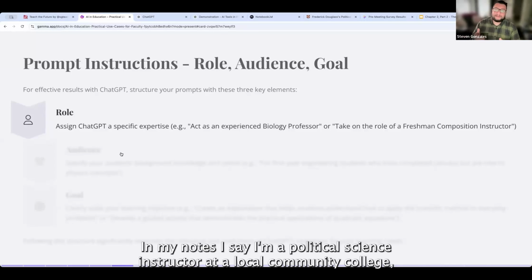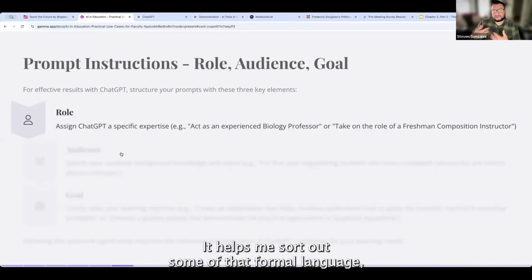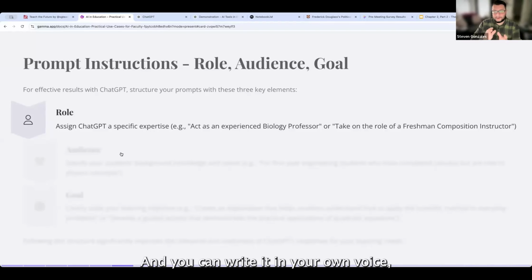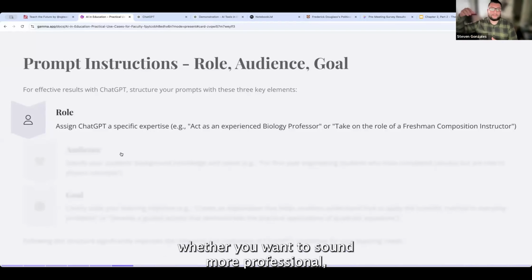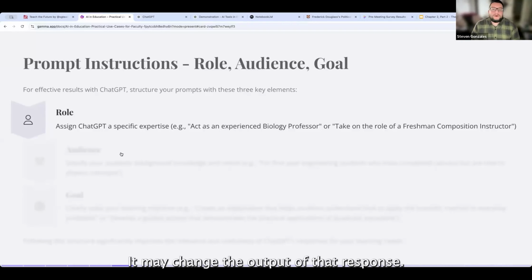In my notes, I say I'm a political science instructor at a local community college, and I like to be friendly and professional in my replies. It helps me sort out some of that formal language, and it gets to the heart of how I want this voice to sound. And you can write it in your own voice, whether you want to sound more professional, more academic, more down to earth. You could write it just like that. It may change the output of that response.